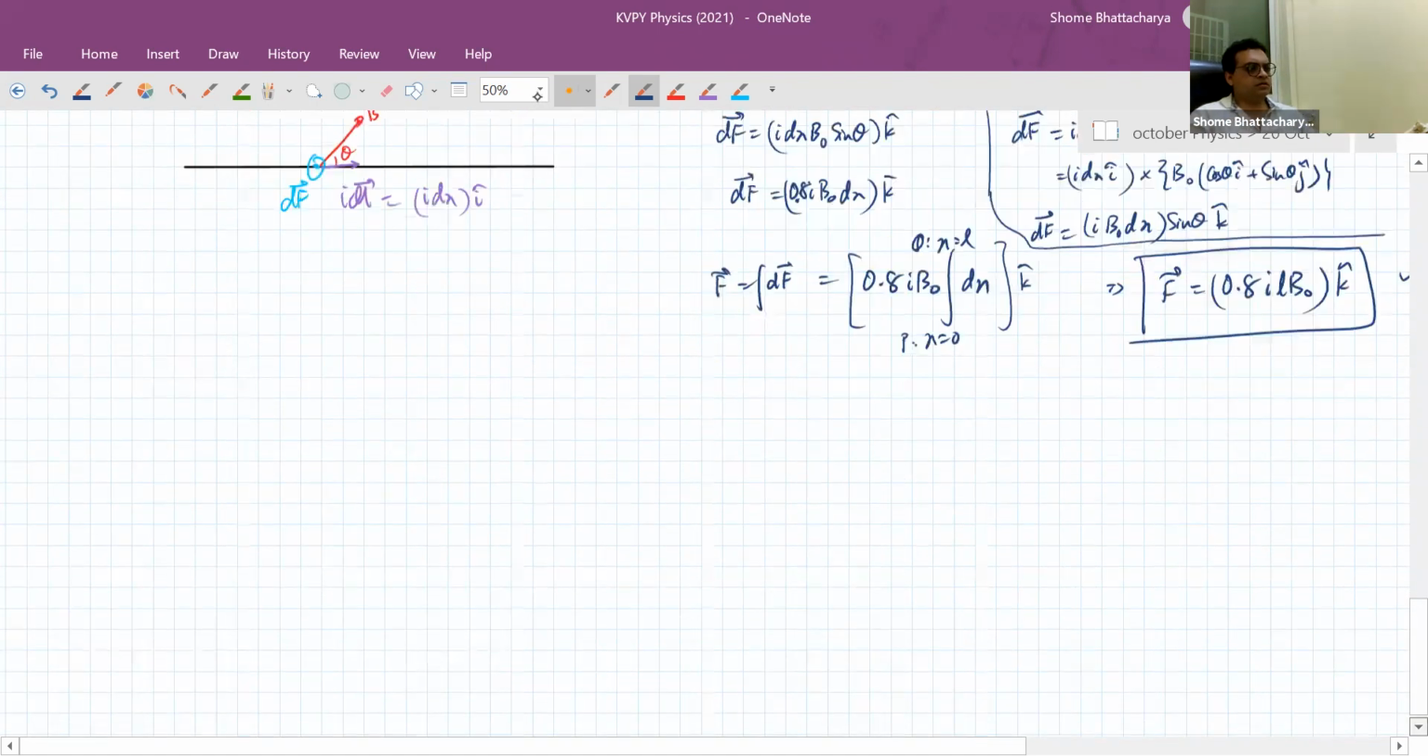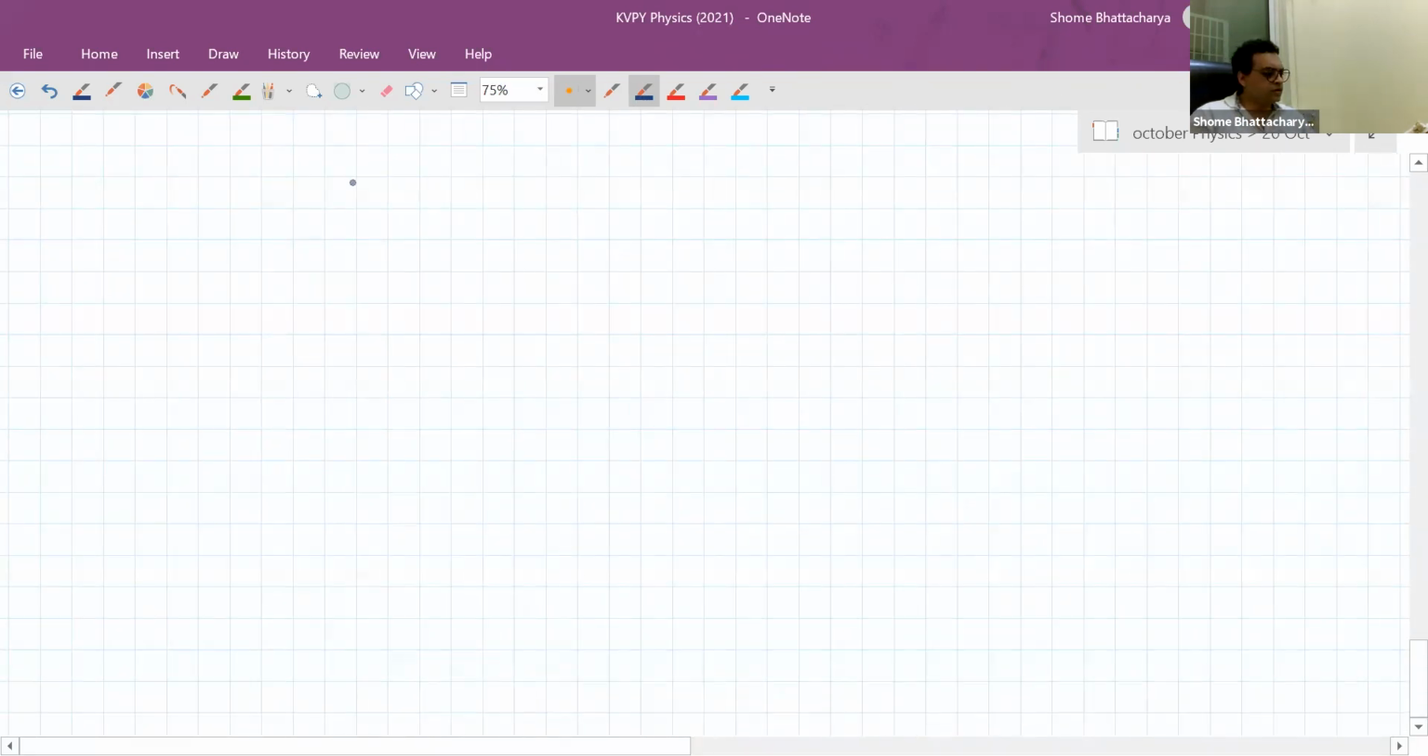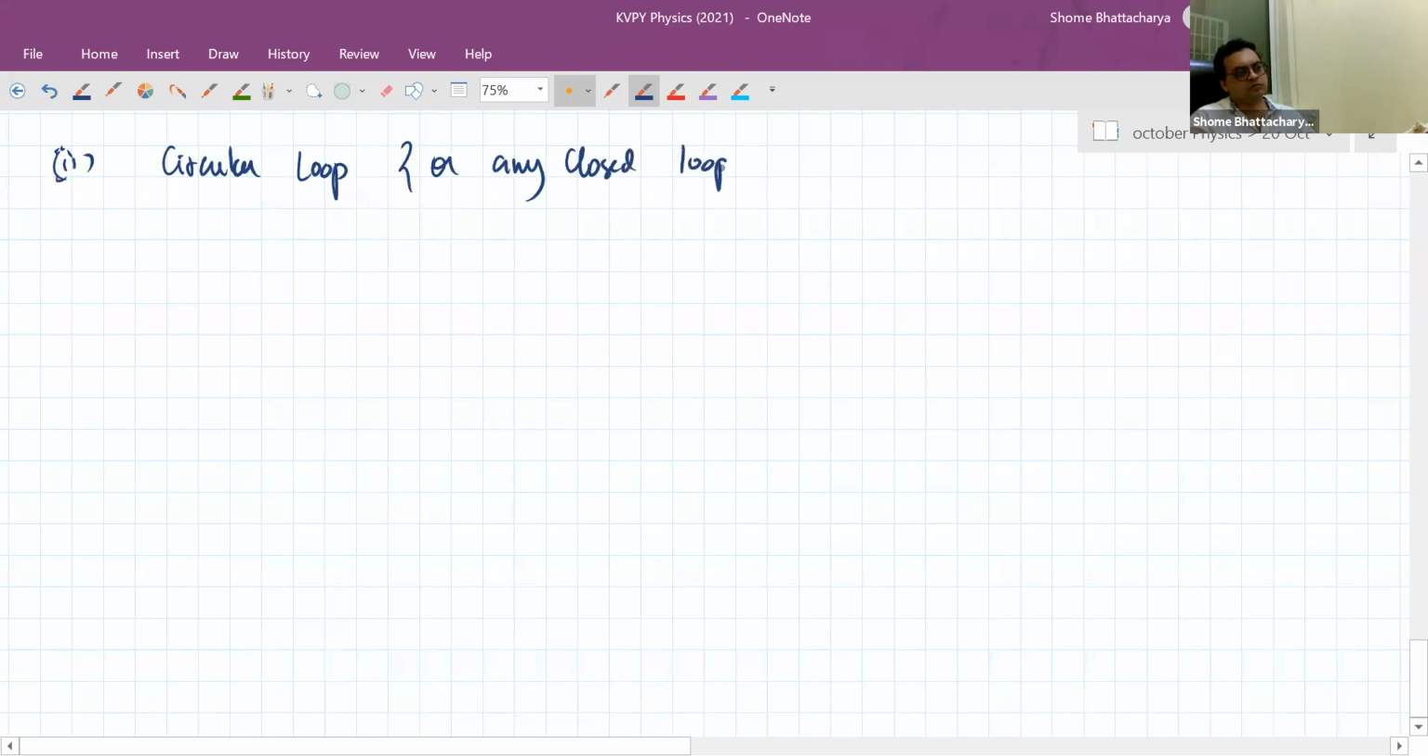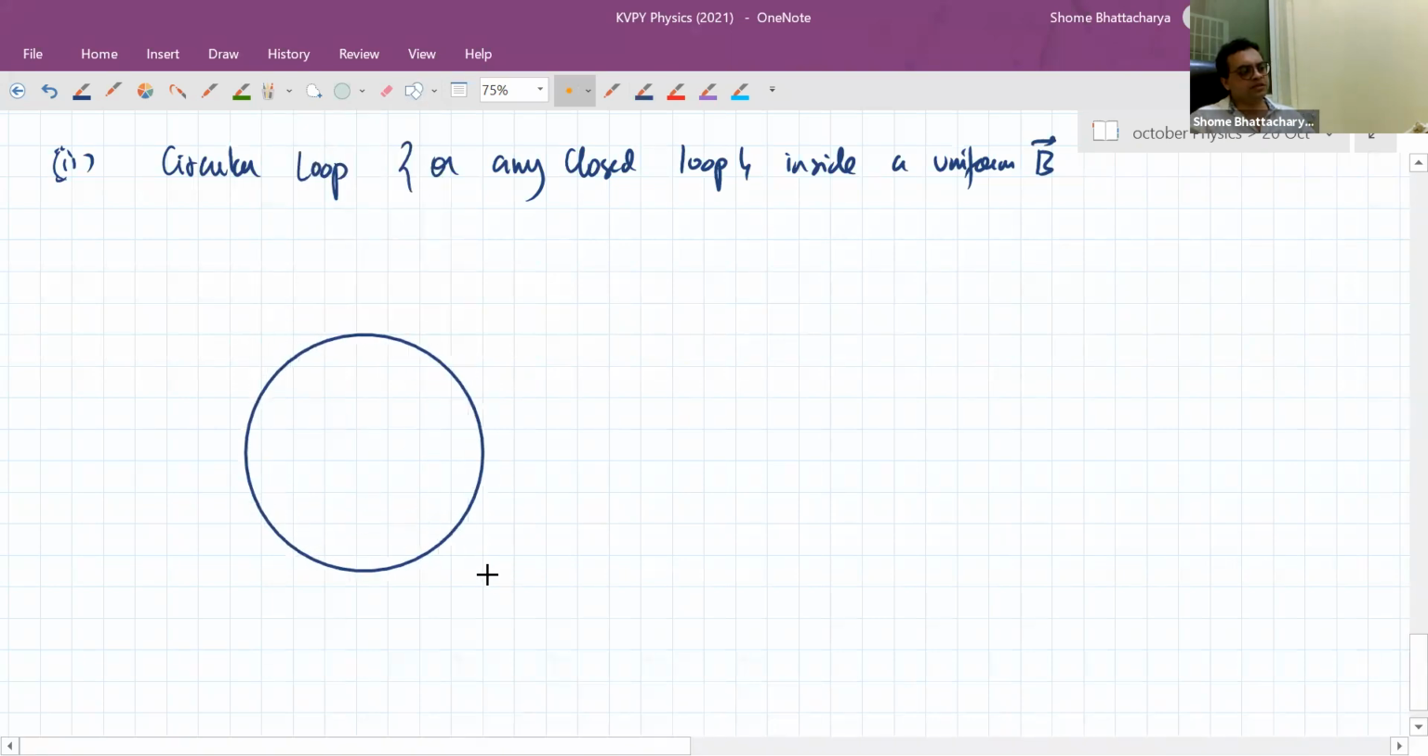Okay, now next thing, consider over here a circular loop, or actually any closed loop, inside a uniform field. So let's start with the example of a circular loop. Then later we'll change it to any shape.